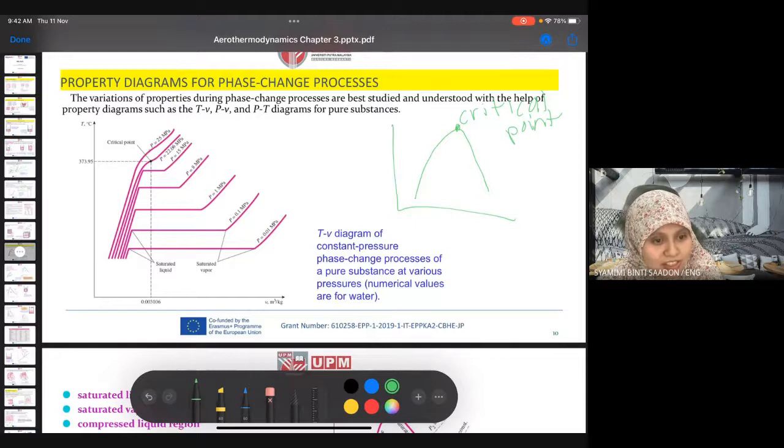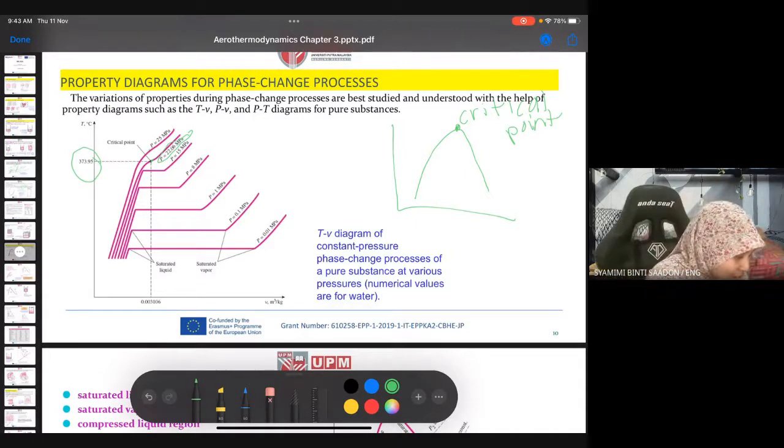Okay, so this critical point is what we call the saturated temperature and pressure. For example, for this line at pressure 22.06 megapascal, the critical point is here. That means the saturated temperature at this pressure for this water is 373.95 degrees Celsius. So this is the saturated point.